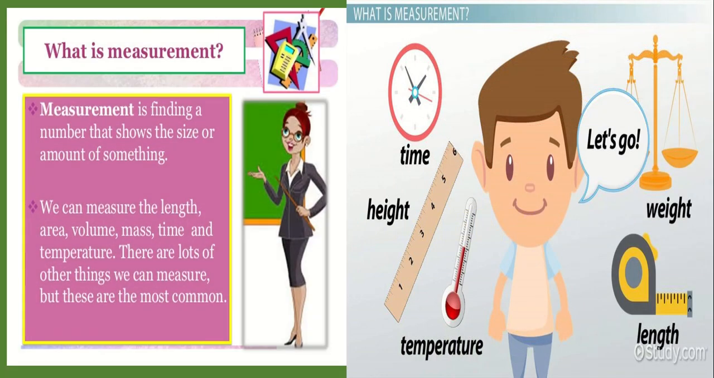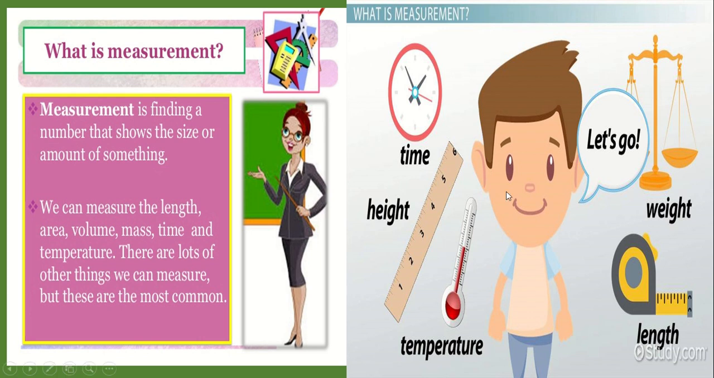The name of this chapter is scientific process and measurement. At first you have to know what measurement is. Measurement is finding a number that shows the size or amount of something. We can measure the length, area, volume, mass, time and temperature. There are lots of other things we can measure, but these are the most common.